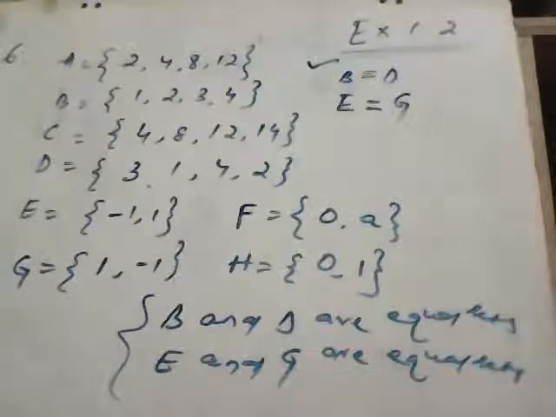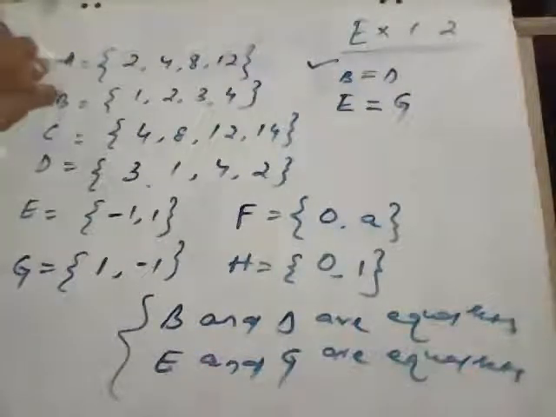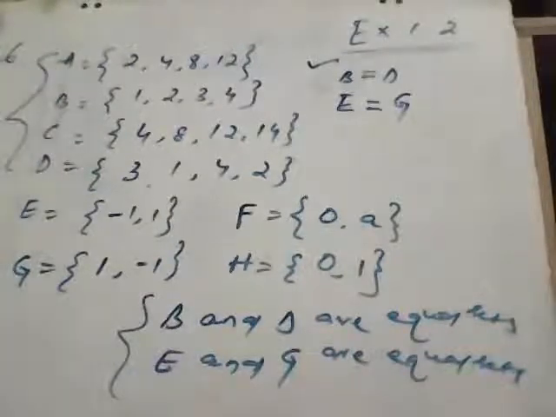If you ask about equivalent sets, here you see A, B, C, D. These four are equivalent sets. They are not equal sets. Why? Each contains four elements, four distinct elements.